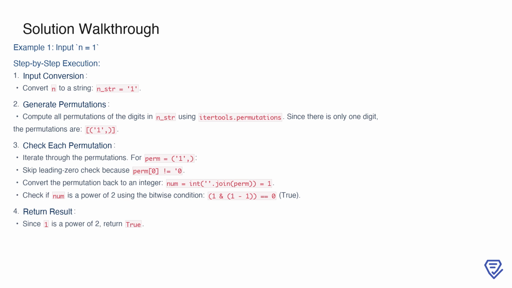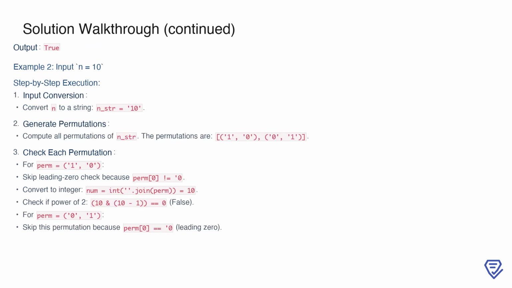Now, we check each permutation. For the permutation 1, we skip the leading zero check because the first digit is not 0. We then convert this permutation back into an integer, which results in number equals 1. To determine if number is a power of 2, we use a bitwise condition, 1 and (1 minus 1) equals 0. This evaluates to true, so we conclude that 1 is indeed a power of 2. Finally, we return true as the result for this input. The output for the first example is true.